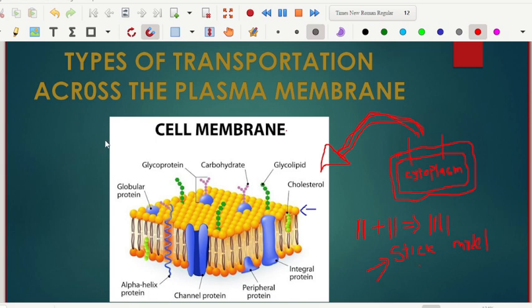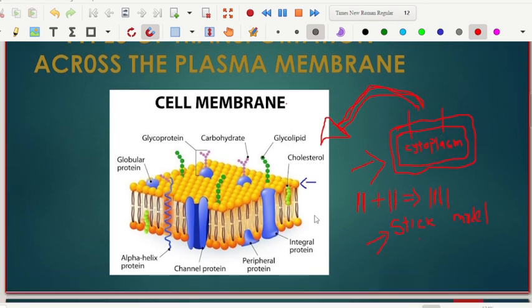So for you to understand this, take this as your cell. Then if you cut it at that point, and also that point, it will look like this, and those are the things associated with the cell membrane, or the plasma membrane. So we'll talk much about this.